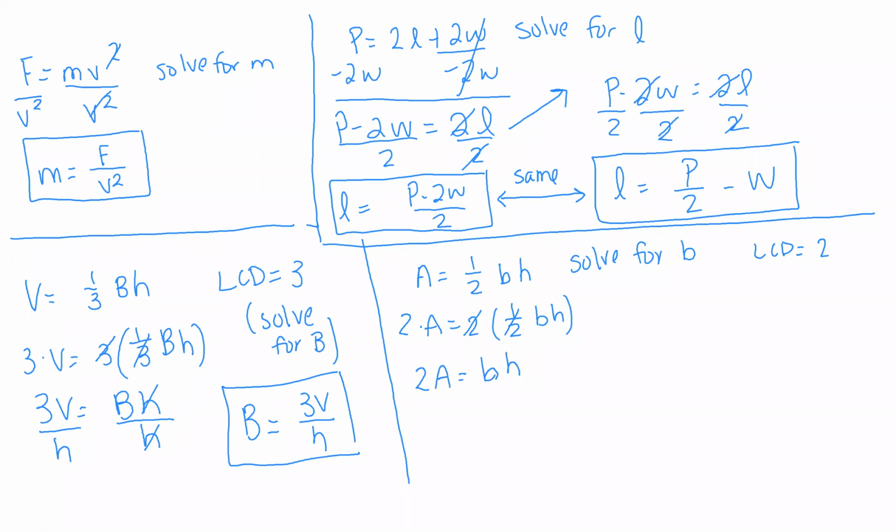I'm looking to get b alone. The issue is that b is being multiplied by h. So I would divide both sides by h. On the right, the h's cancel, leaving just 1b. On the left, I get 2a divided by h. So b is equal to 2 times a all over h. And that's it.